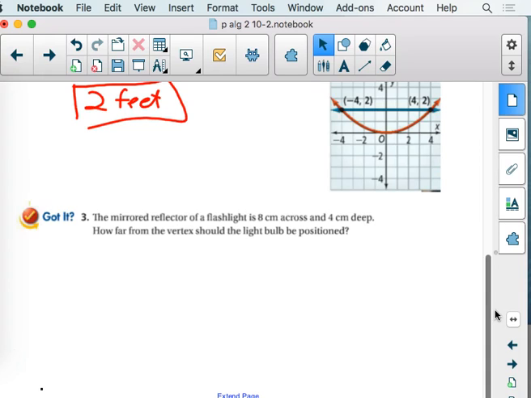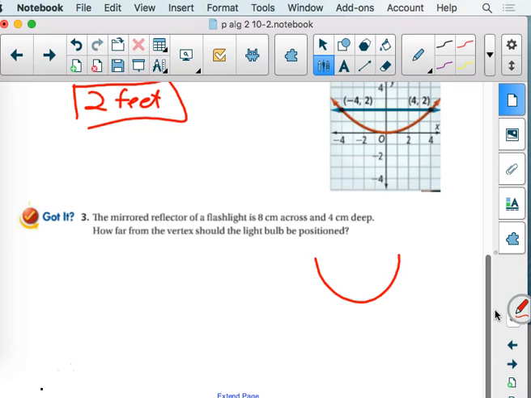I'm going to have you guys talk me through this one a little bit. This one says the mirrored reflector of a flashlight is 8 centimeters across and 4 centimeters deep. All right, so here we go. Where should we put our 0, 0? At the vertex, yeah, this lowest point right here. Now, if you're saying, well, if it's a flashlight, maybe we should go right and left. It doesn't matter. They didn't tell us which way to go. So we can do it either way. All right, so here's our 0, 0.